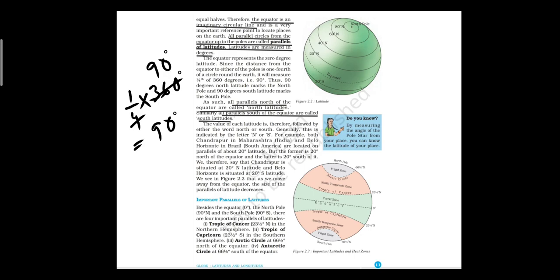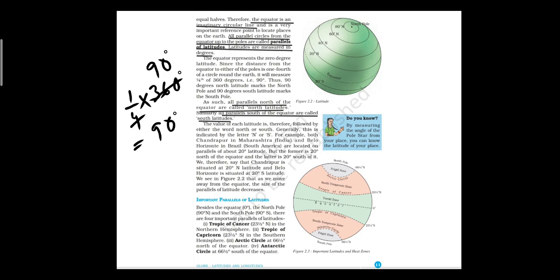To mathematically represent this value, I have done a calculation on the left side wherein I have written 1/4 into 360. So 360 divided by 4 is 90, and 1 multiplied by 90 is 90. That is why we get this 90-degree value, and the North Pole and the South Pole have 90 degrees north and 90 degrees south. So this is where this 90 degrees comes from.